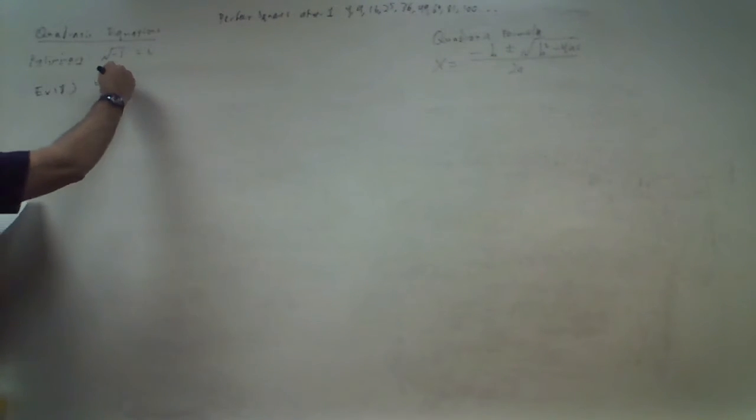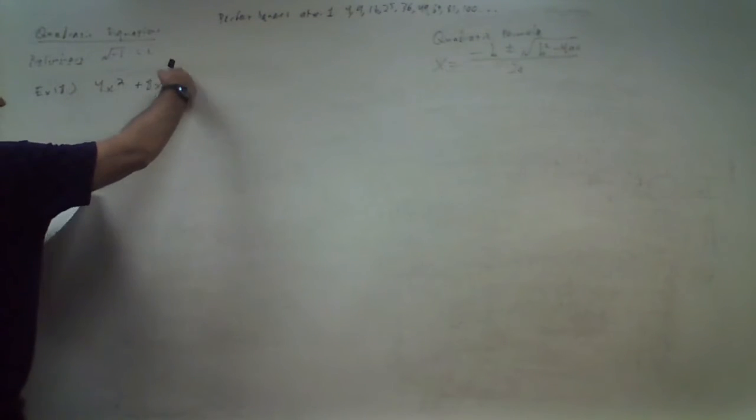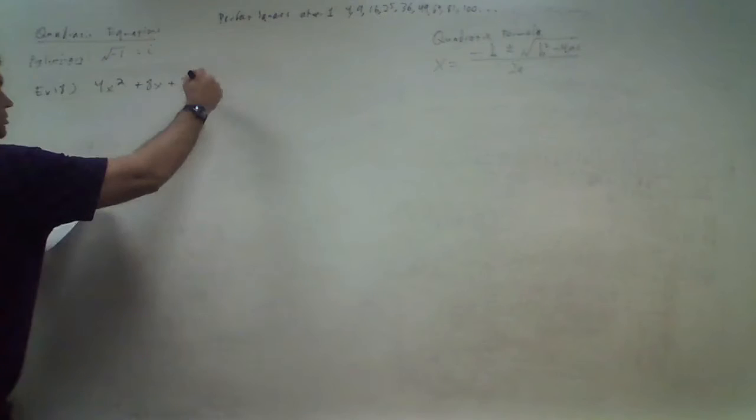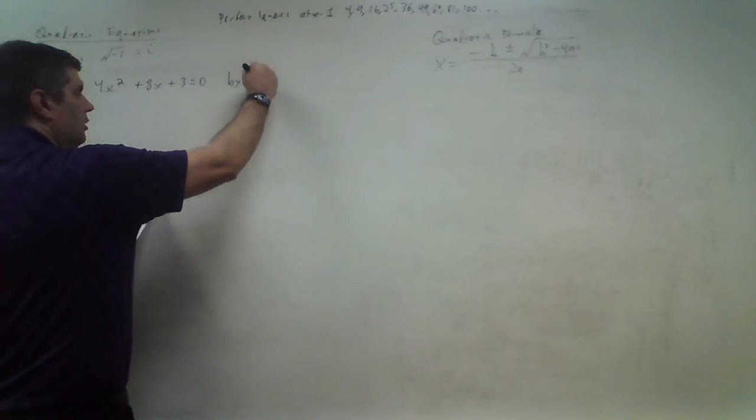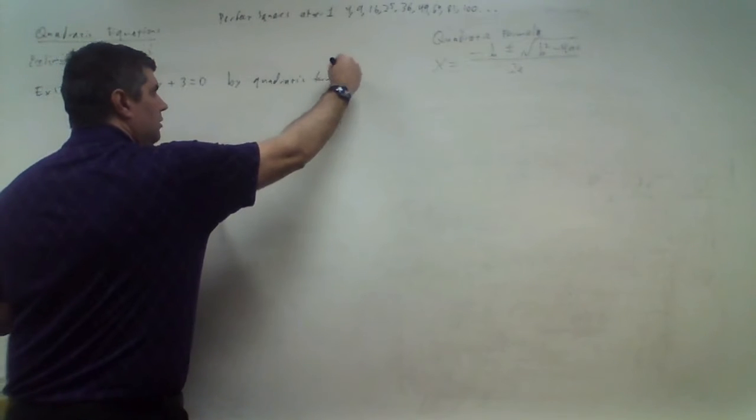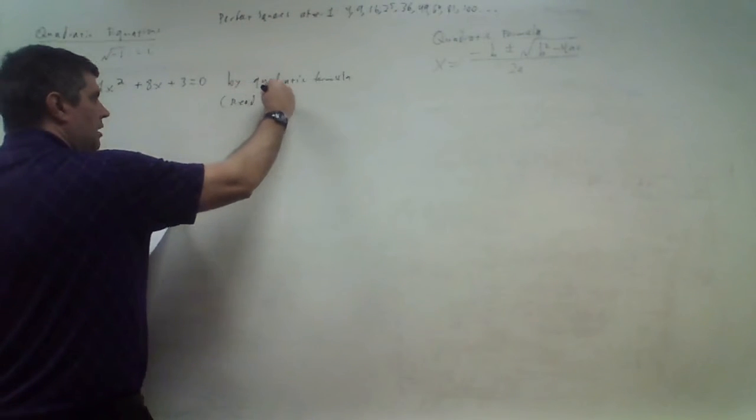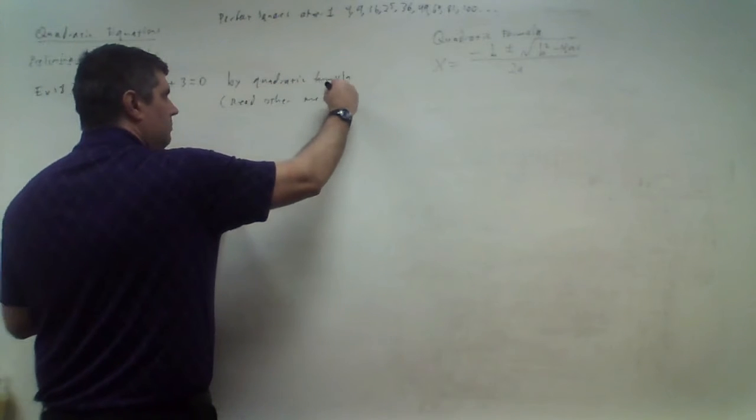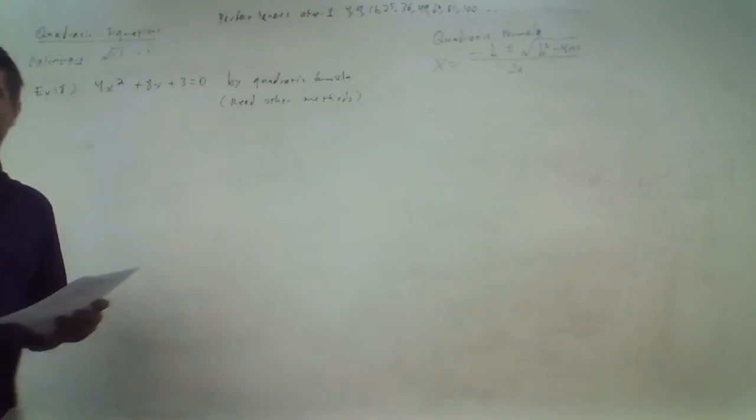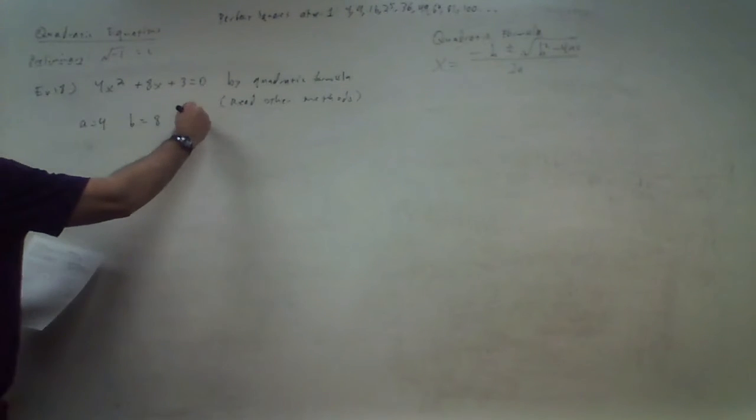4x squared plus 8x plus 3 equals 0 by quadratic formula. Read the other methods. You'll read the other method. We're not going over that, but I am talking about the quadratic formula variation. So A will equal 4, B will equal 8, C will equal 3.